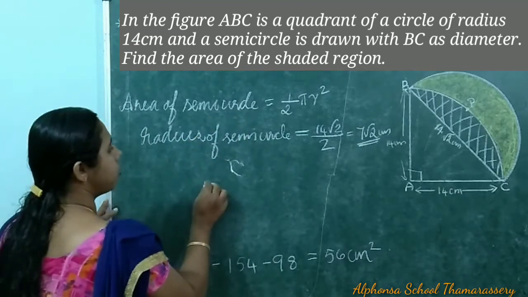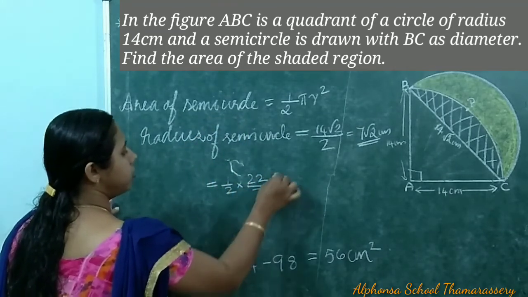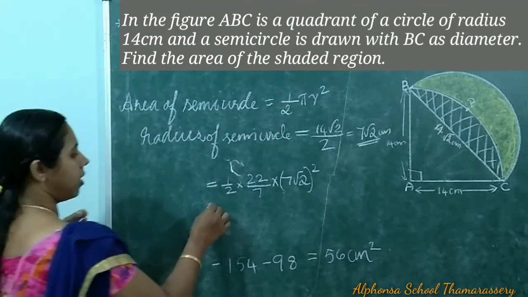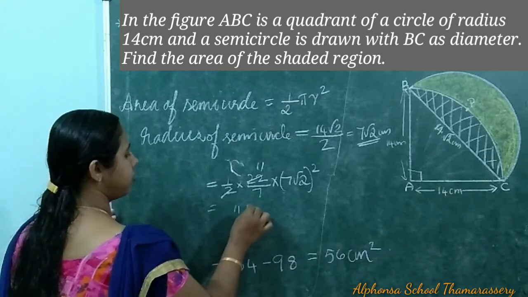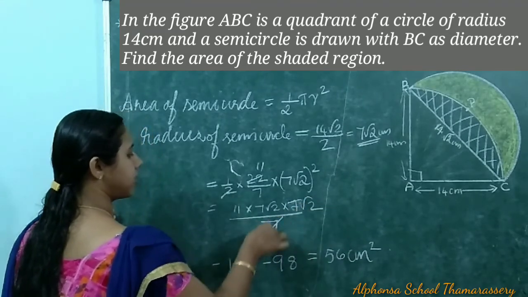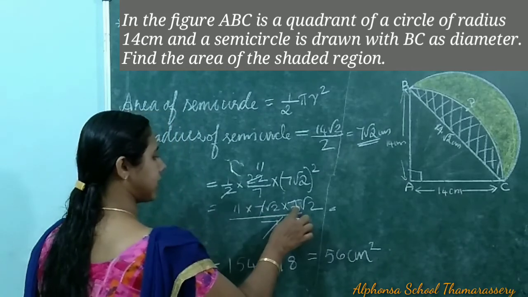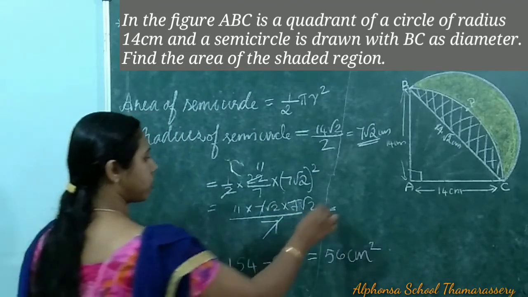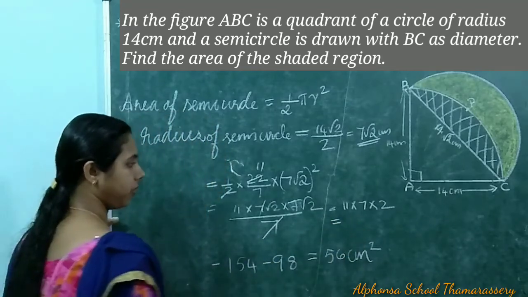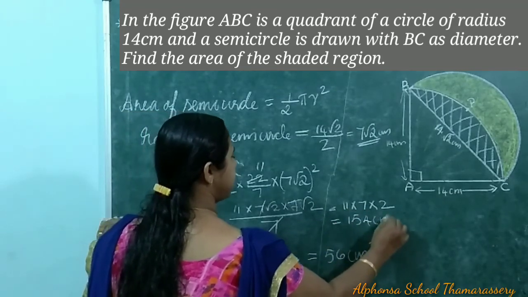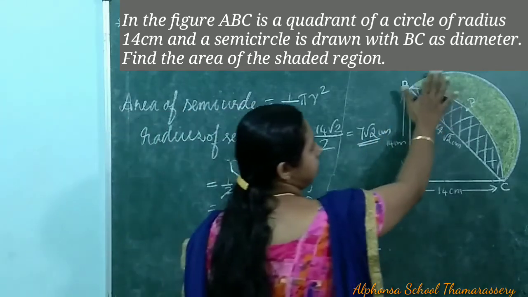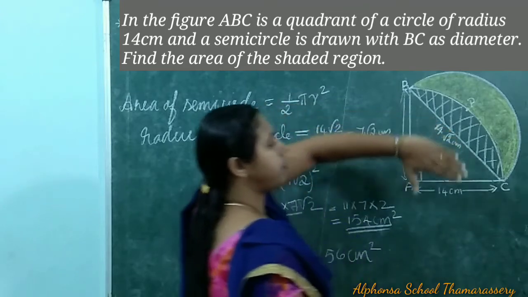So area of semicircle is equal to half into 22 by 7 into 7 root 2 whole square. Now that will be equal to 11 into 7 root 2 into 7 root 2 by 7. These 7s are cancelled. So 11 into 7, 77. Root 2 into root 2 is equal to 2. So 11 into 7 into 2, that is equal to 154 centimeter square. That is the area of the semicircle. Area of this semicircle is equal to 154 centimeter square.